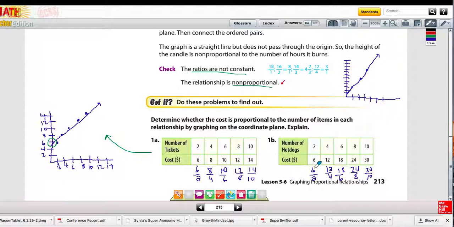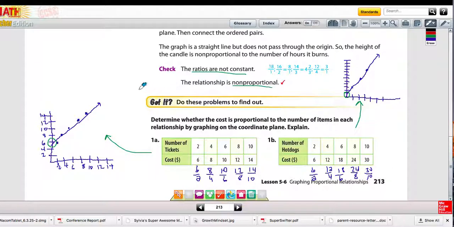In 1b, we do have a constant of proportionality. 6 divided by 2 is 3, 12 divided by 4 is 3, 18 divided by 6 is 3, 24 divided by 8 is 3, and 30 divided by 10 is 3. And if we graph those points up here, we notice we get a straight line and it passes through the origin, so they are proportional.